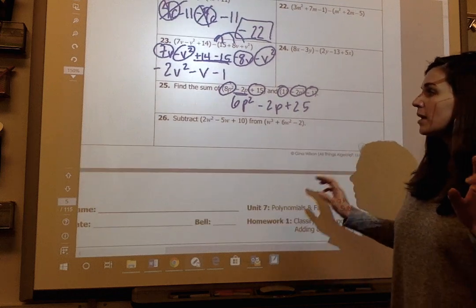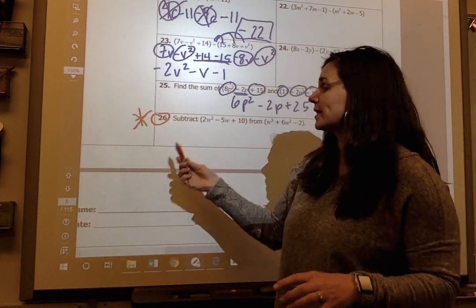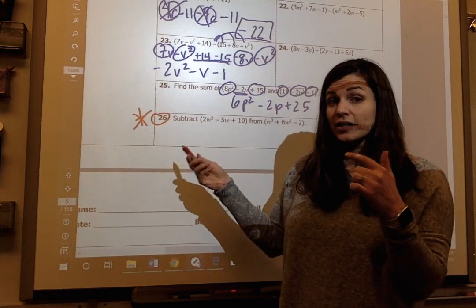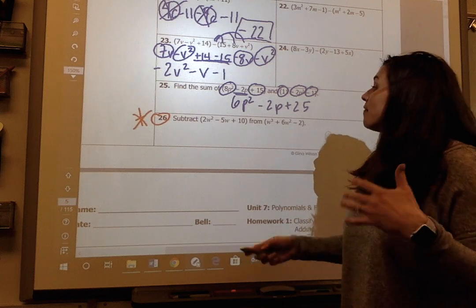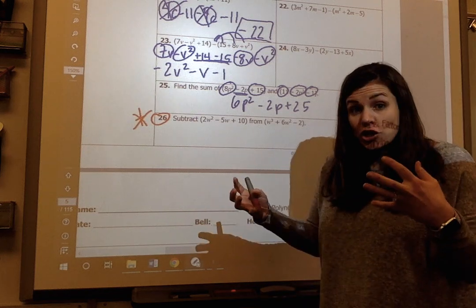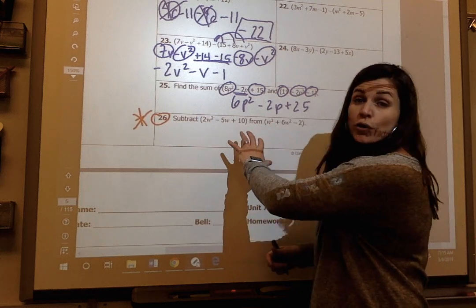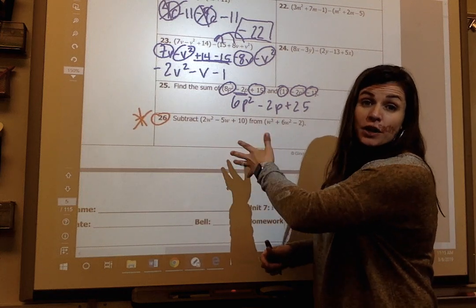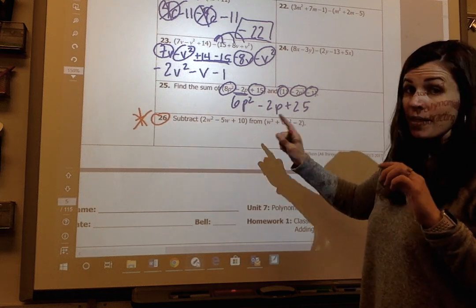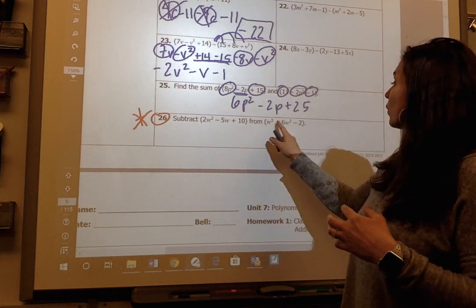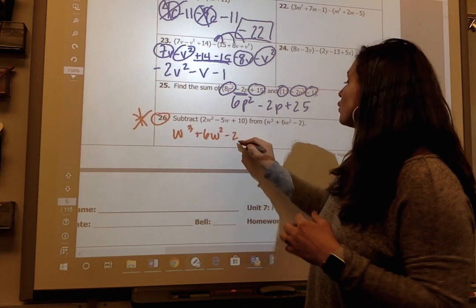Now, highlight 26. Put a star by 26. You will see this on a quiz. You will see this on a test. Make sure, before you start combining, that you write this expression. We are going to turn this into a mathematical expression. It's saying subtract from. That's a turnaround word. So we're going to start with w cubed plus 6w squared minus 2.